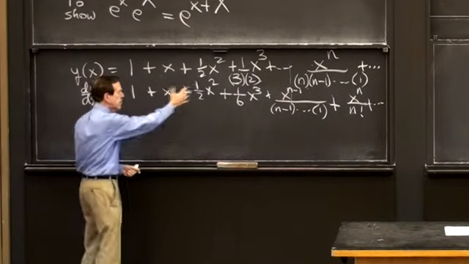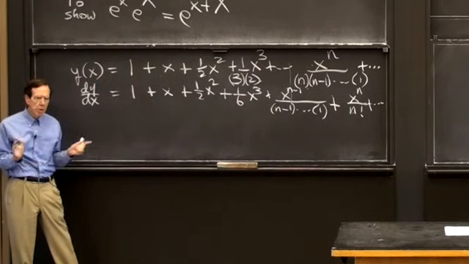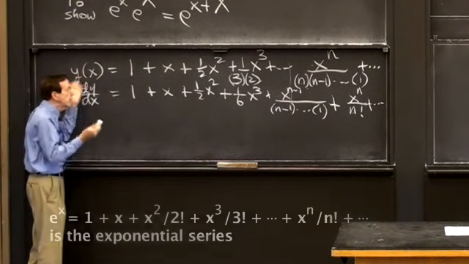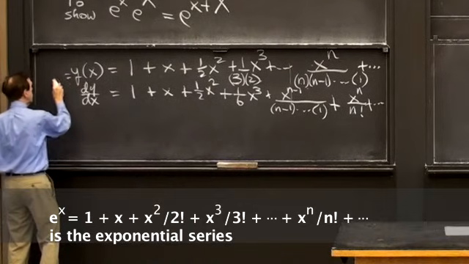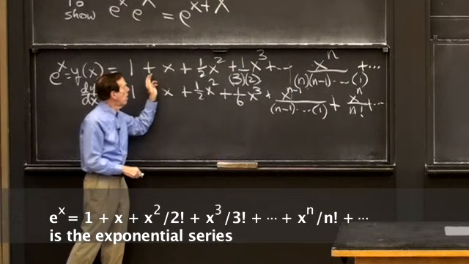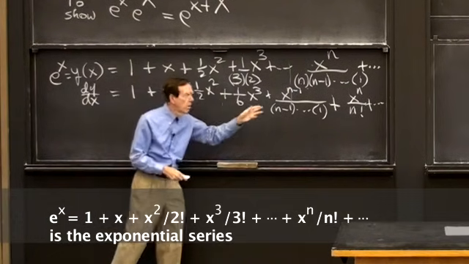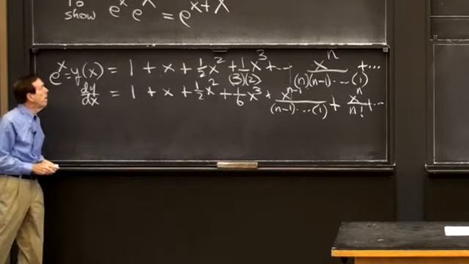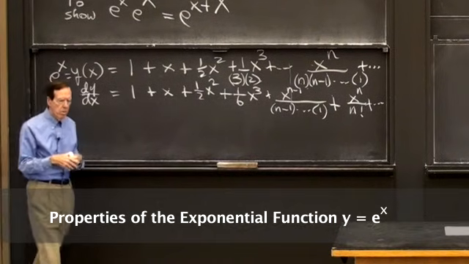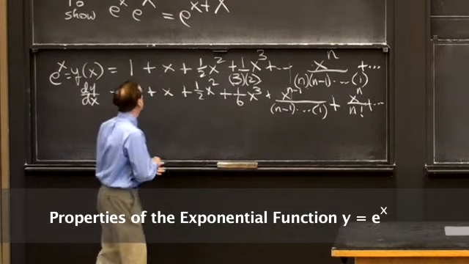Okay, so that's my construction. Construction complete. The exponential function, e to the x, is being defined by 1 plus x plus a half x squared plus 1/6 x cubed, and so on. Okay. I've got a function. Now, its property. And the key property is this one.